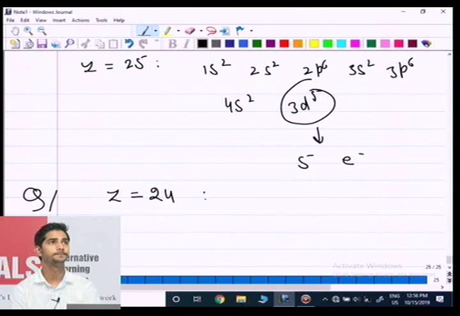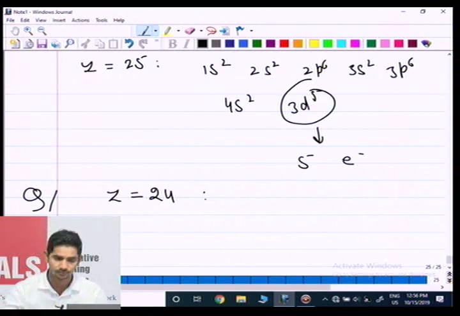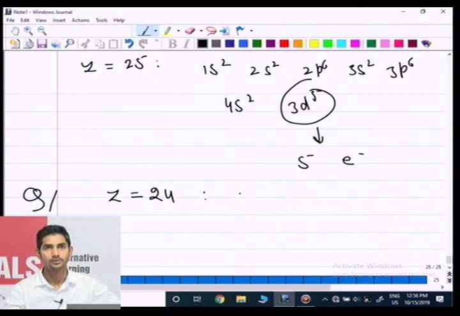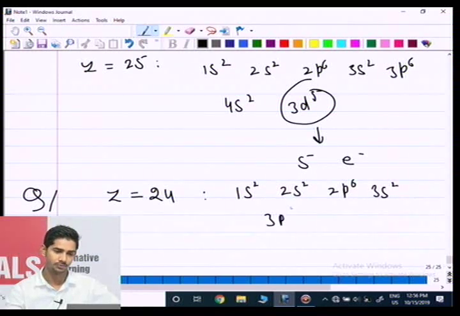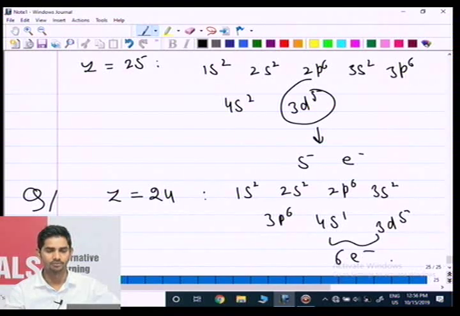Who has got this answer? If all of you have got the same answer, you can simply write all. If not, then you have to mention yourself. Okay, that's cool. So guys, it is nothing else but chromium. 1s2, 2s2, 2p6, 3s2, 3p6, 4s1, 3d5. Very good. 6 electrons. Nice.